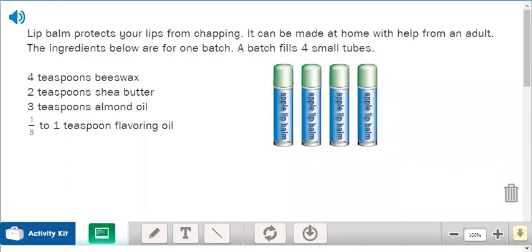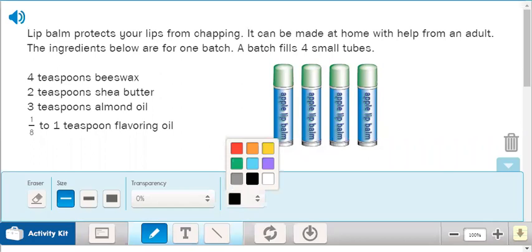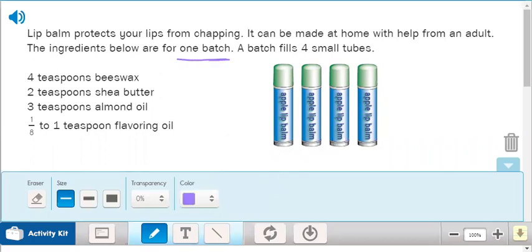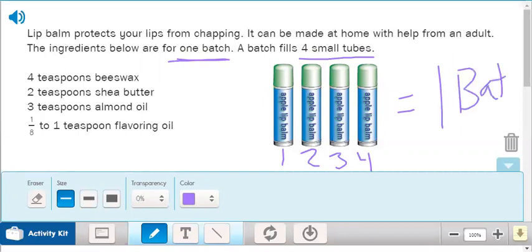Okay, our question here is, lip balm protects your lips from chapping. It can be made at home with help from an adult. The ingredients below are for 1 batch. So we need to remember that later as we're working along. They're just for 1 batch. A batch fills 4 small tubes. So you can see this here: 1, 2, 3, 4 equals 1 batch. I'm just going to write that beside so I remember as I'm working along, and I would recommend that for you as well.